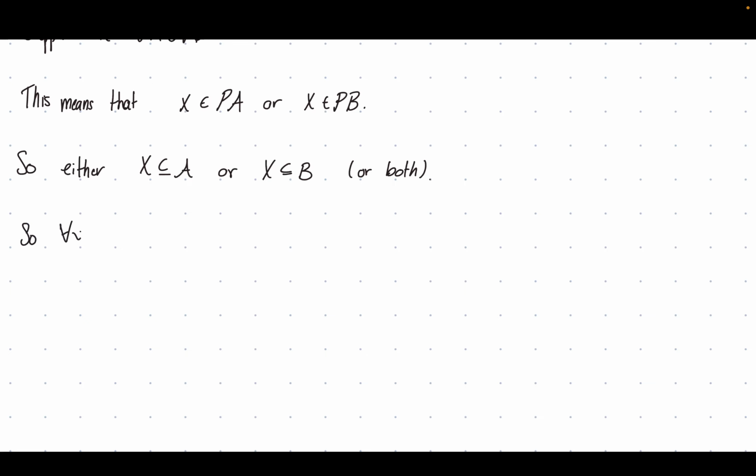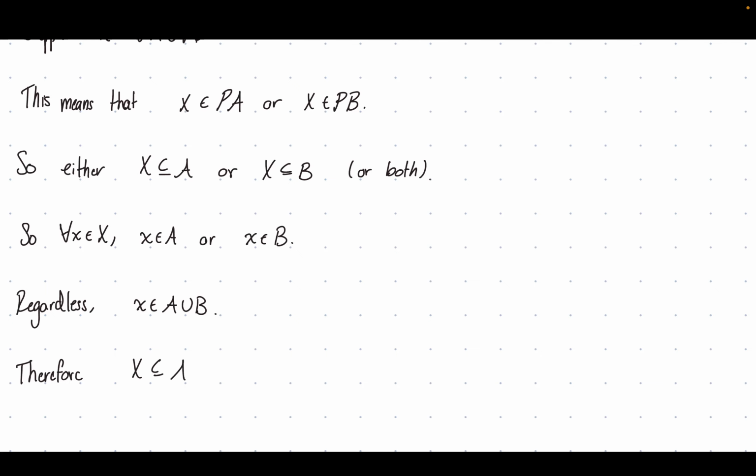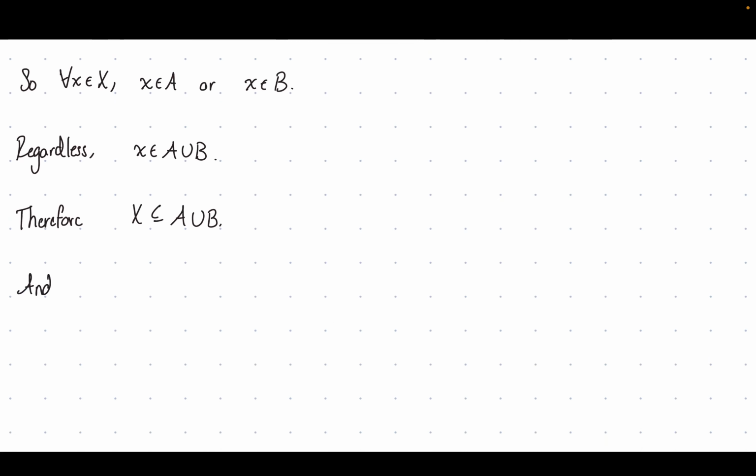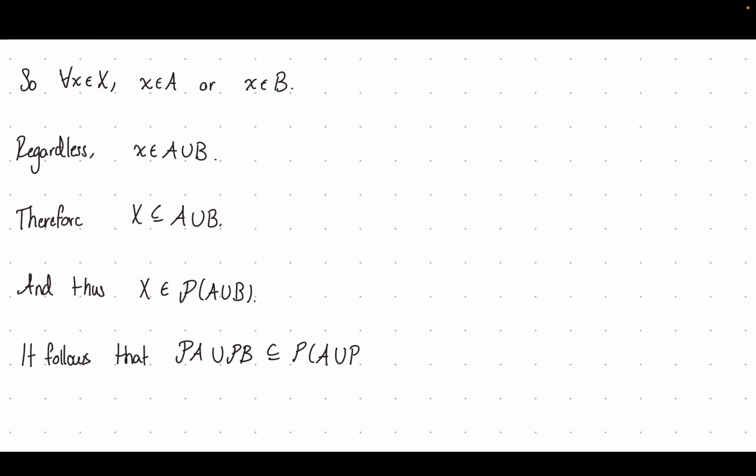So for all little x in big X, little x is in A, or little x is in B. Regardless, little x has to be in A union B. Therefore, X must be a subset of A union B. And thus X is in the power set of A union B. And it follows that the power set of A union the power set of B is a subset of the power set of A union B.